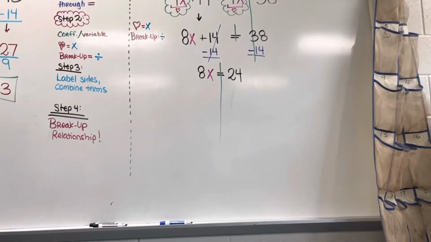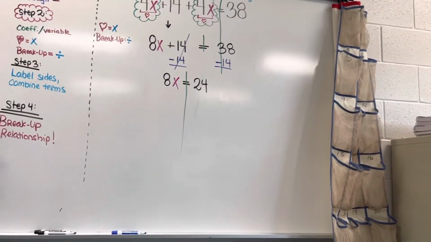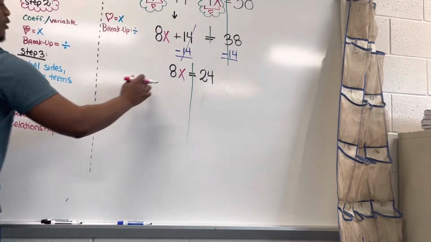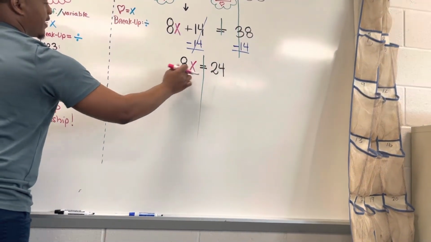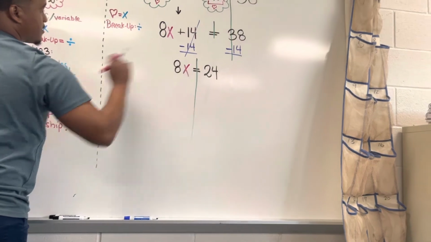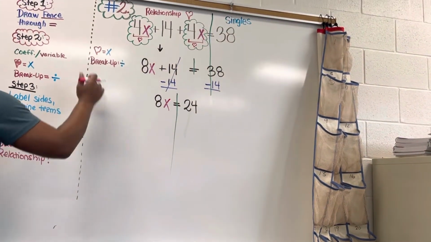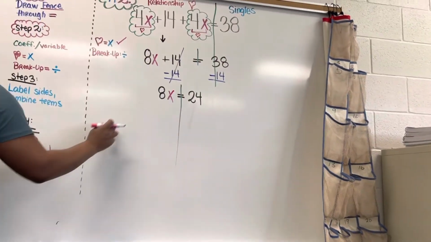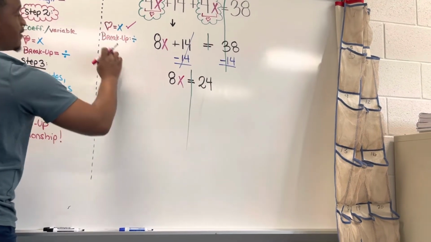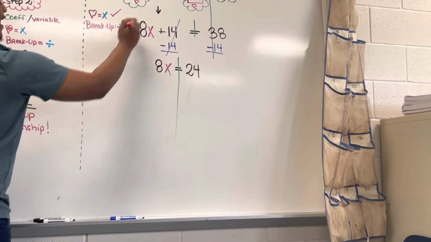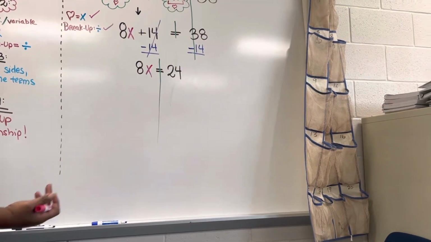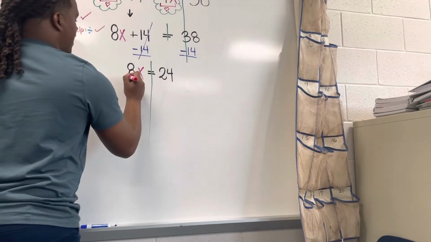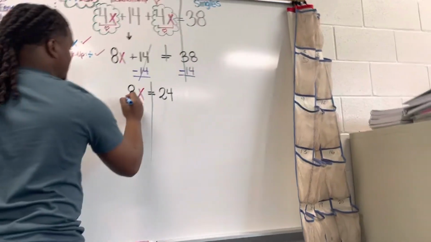Now, what we have to do is break up the relationship. That means I got to break up 8 and x because they are in a relationship, because they are connected to one another, right? Once again, their relationship is based on multiplication because it's saying 8 times x. But for them to break up, we have to divide. So the number that's breaking up with x is 8. So I got to divide both sides by 8.